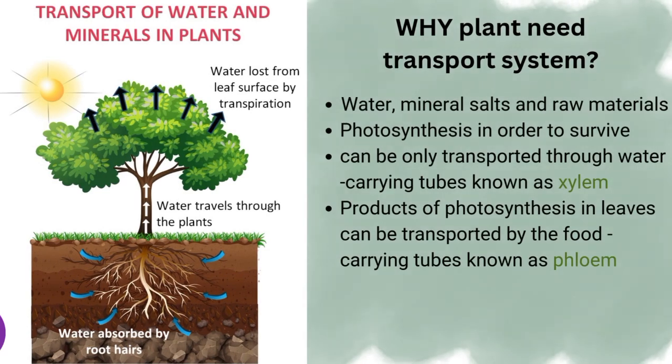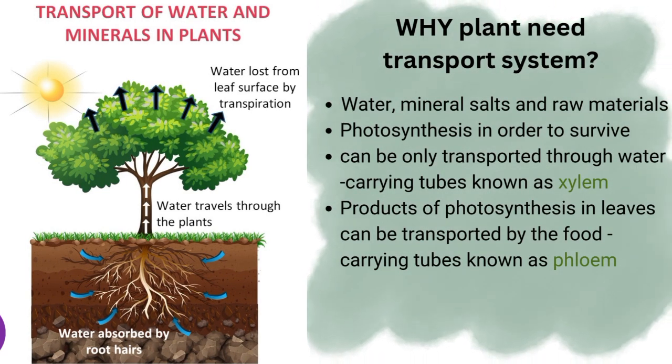Do you guys ever wonder why plants need a transport system? This is because plants are organisms that have an autotrophic mode of nutrition. By taking in carbon dioxide from the air, and minerals and water from the soil, plants make their own food. After that, they release oxygen and water vapor. This process is called photosynthesis. Plants need photosynthesis in order to survive.